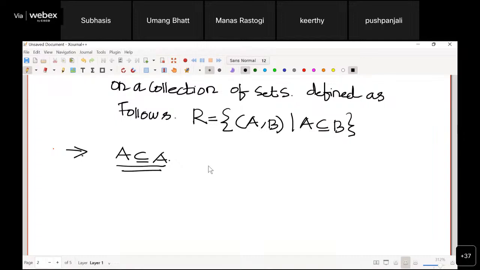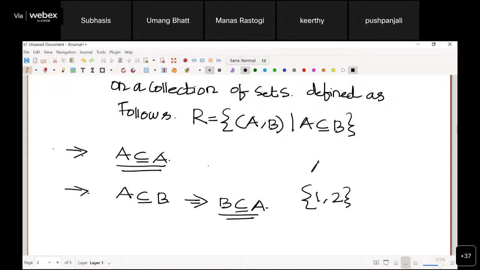So what about symmetry, whether this relation is symmetric? If A is a subset of B, then does it imply that B is also a subset of A? No, sir, it's not true. In general, if you take A to be {1, 2} and B to be {1, 2, 3}, then A is a subset of B, but B is not a subset of A. So this is not true in general, and that's why this relation is not symmetric, right?